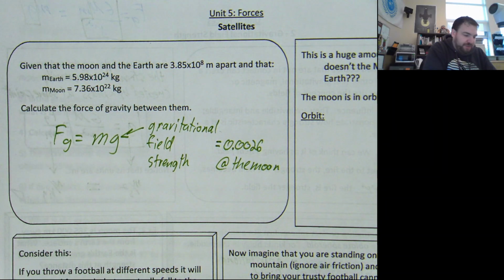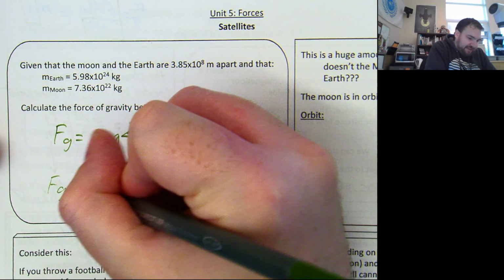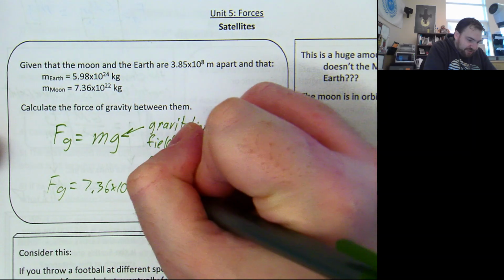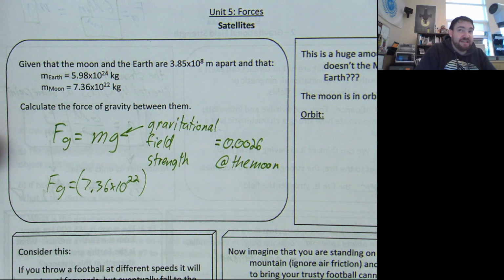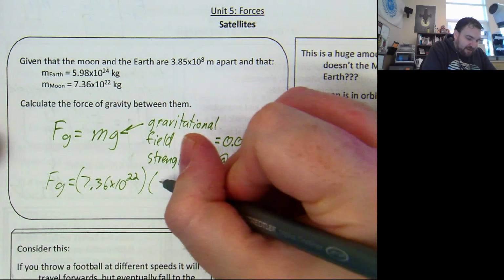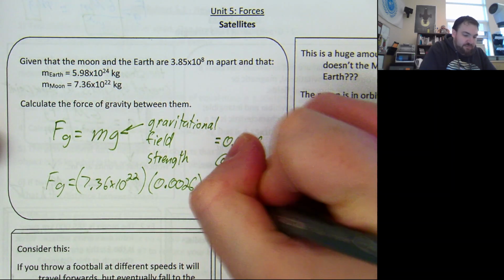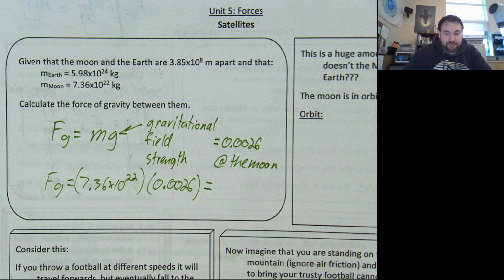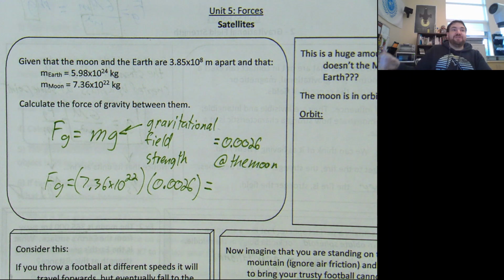So then all we've got to do to find the force of gravity is take the mass of the moon, 7.36 times 10 to the 22, not an insignificant rock orbiting our planet, and multiply that by 0.0026, the gravitational field strength out where the moon is. What's this value? What is the force of gravity on the moon from the Earth? Oh, and actually vice versa.